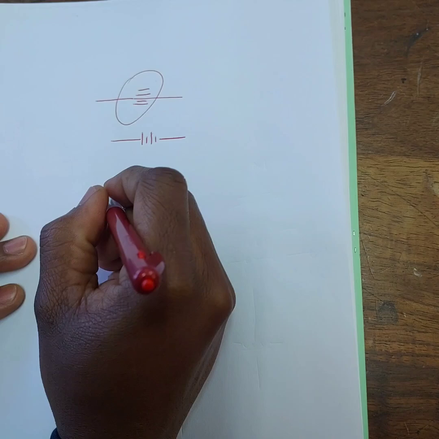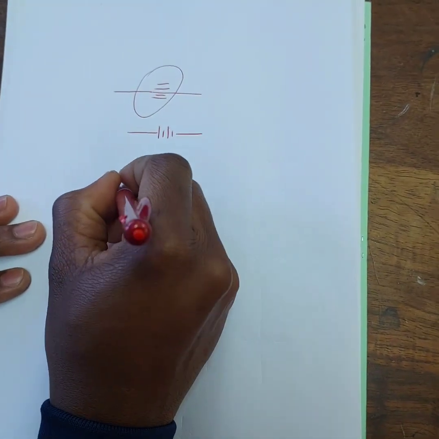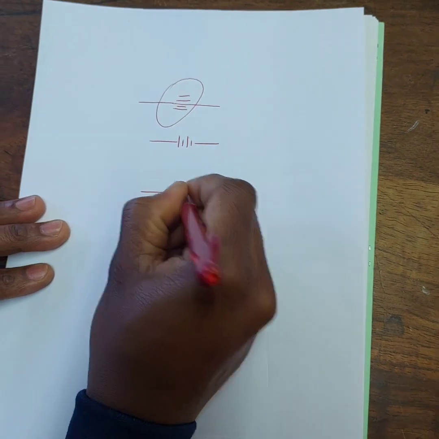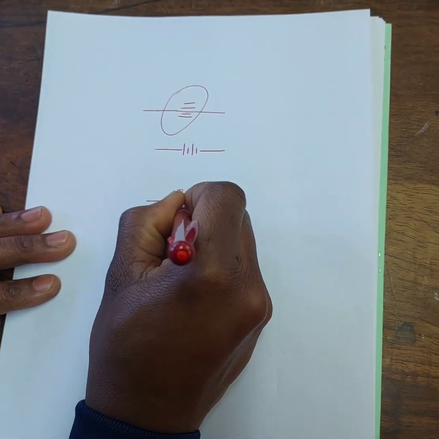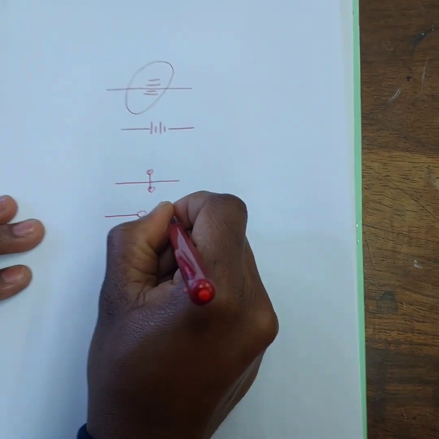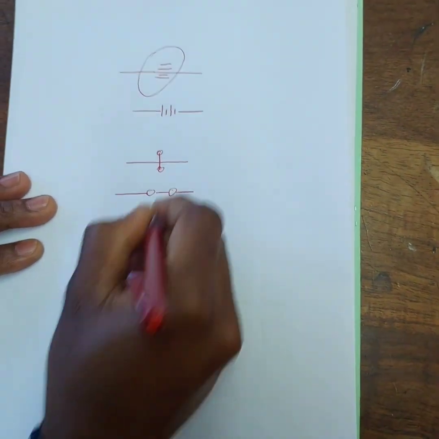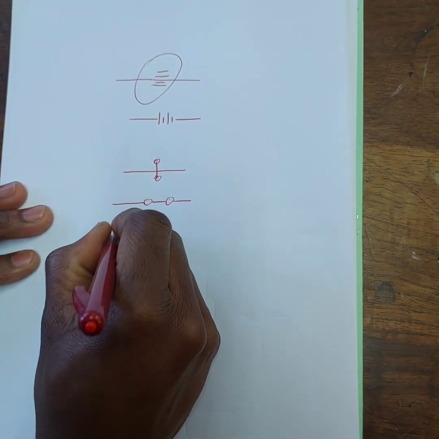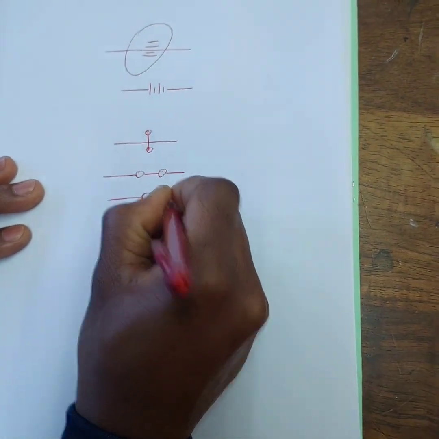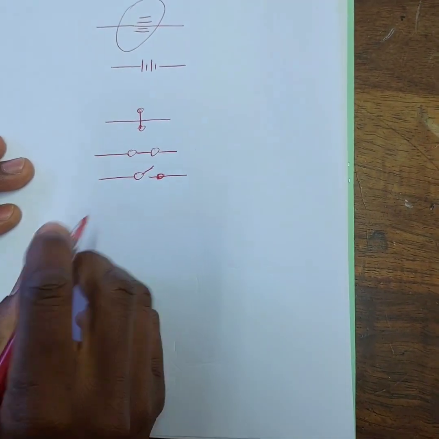I've also noticed other things that people do. They will draw a line like that and then put a switch like this. That is also not accepted. A switch is like this in a wire line. Are we clear? Yes. An open switch is also like this in a wire. So that will be an open switch.